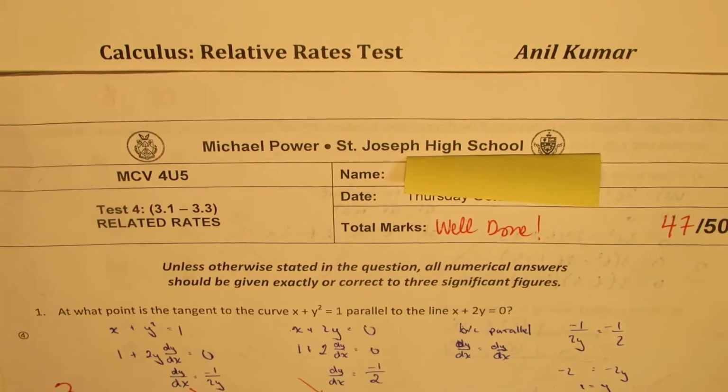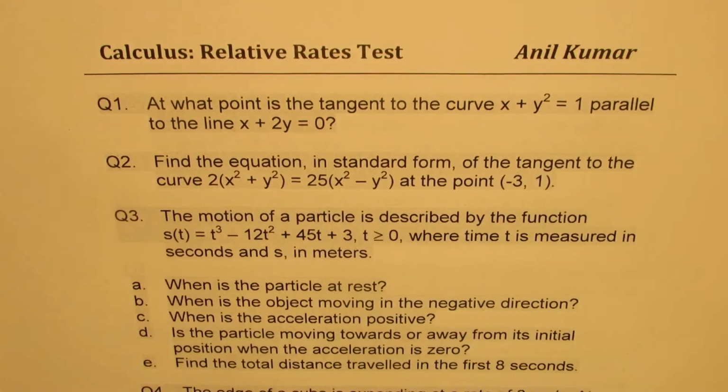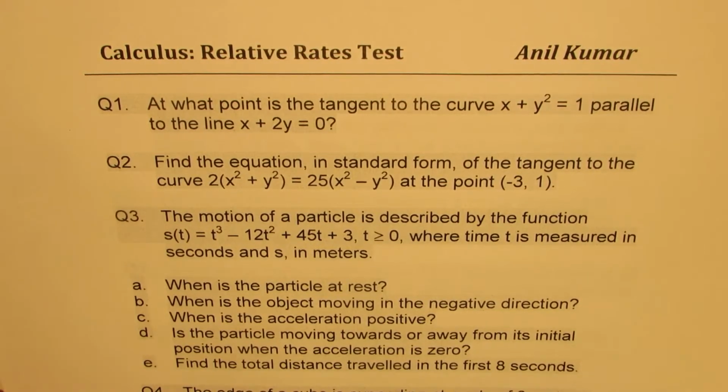Now here is a test paper on related rates, calculus, IB students. Let me congratulate the student whose test paper I have taken since he has almost 98% marks. Okay, here are the questions. So we'll have about 9 questions. You can pause the video, copy these questions.